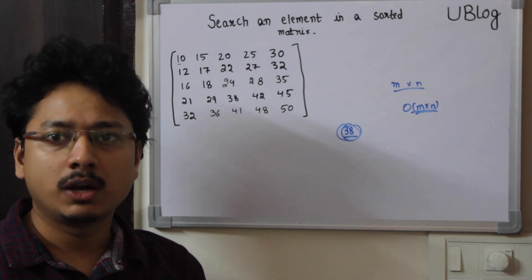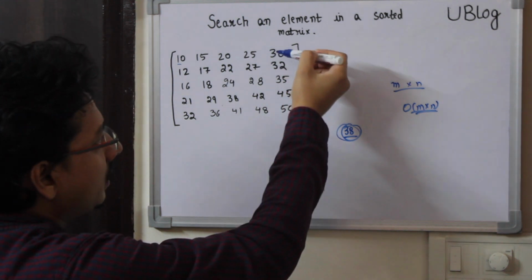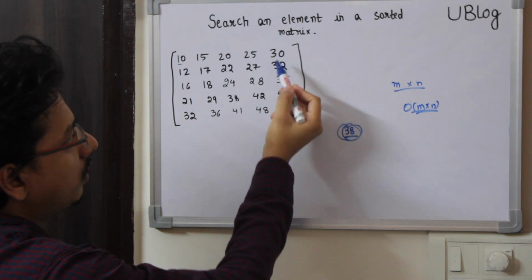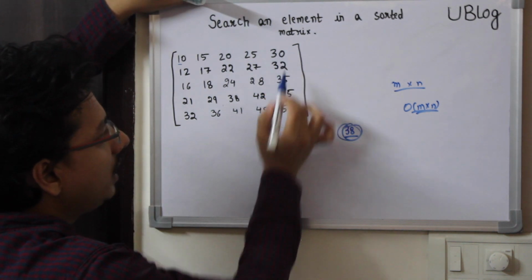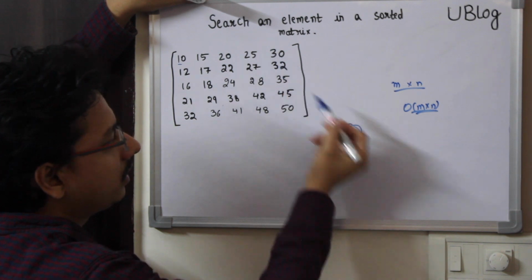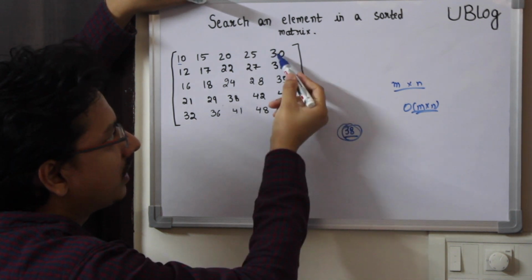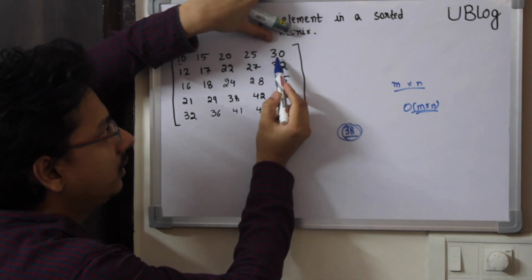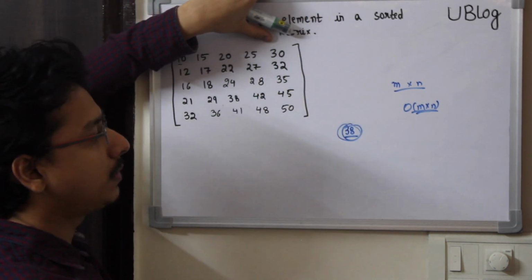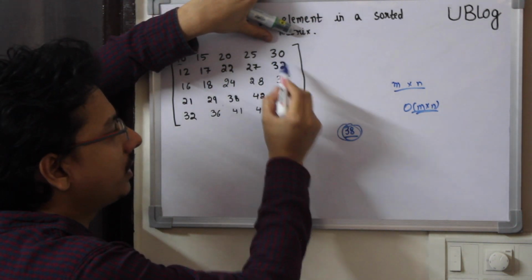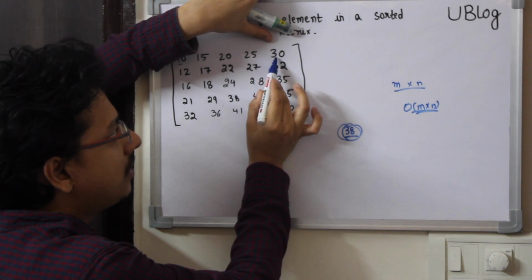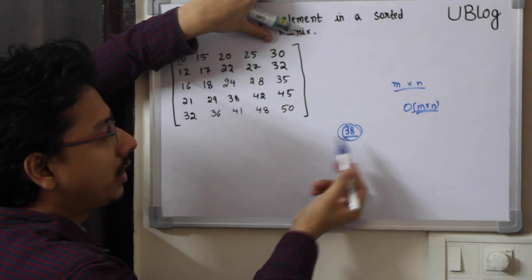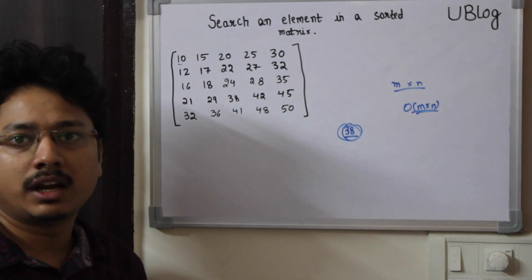And how can I do this? If I start from either this element or this element. So if I start from this element, I am at 30. I can compare my 30 with 38. My 30 is smaller than 38. What does this mean? It means this entire row is not eligible for the answer, because 30 is smaller than 38, and any element smaller than 30, like 25, 20, 15, 10, will be smaller than 38, so they are of no use to me.